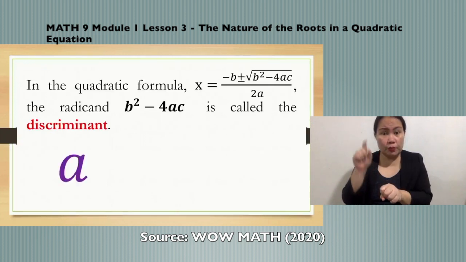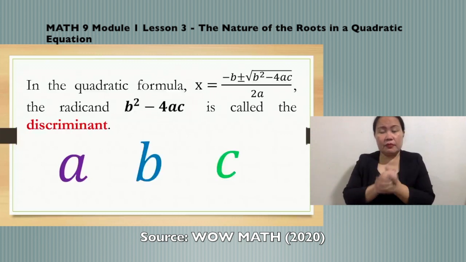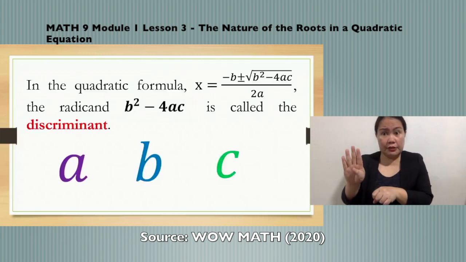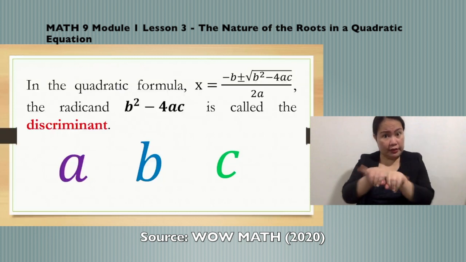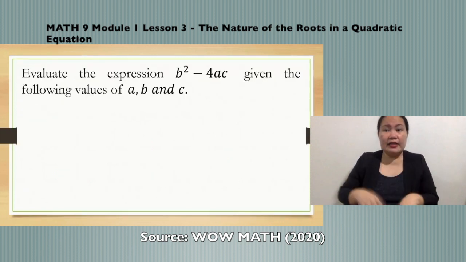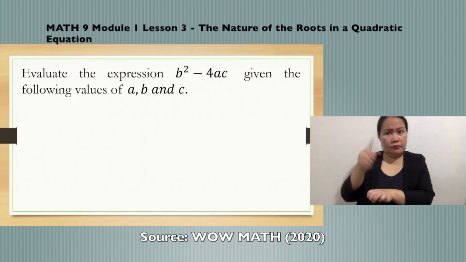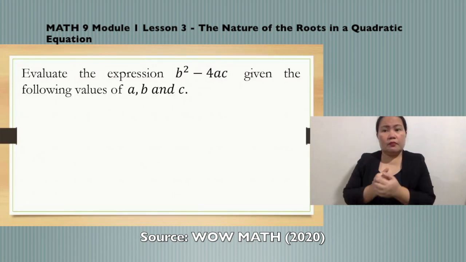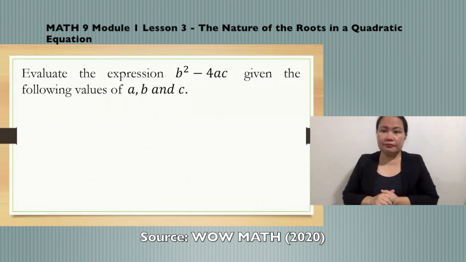So, you must have the value of a, b, and c. So, in using b squared minus 4ac or yung discriminant natin, dapat meron tayong value ng a, b, and c. So, let us try. Evaluate the expression b squared minus 4ac given the following values of a, b, and c.